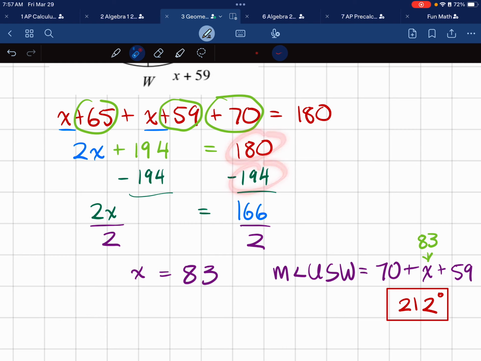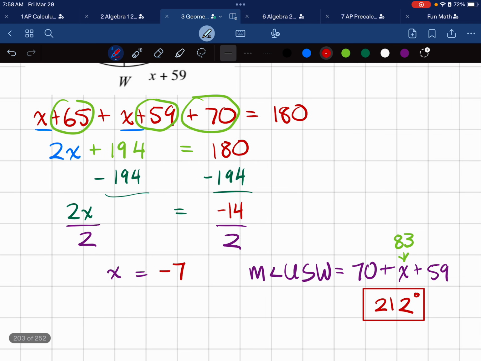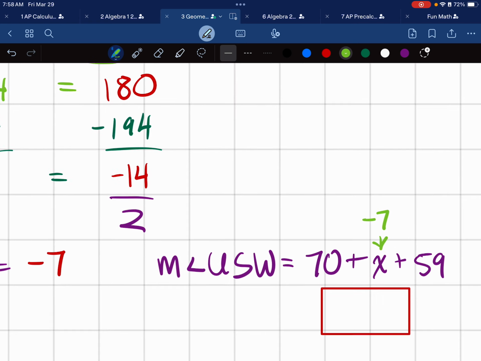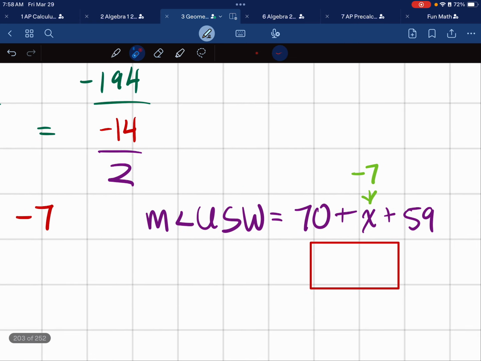180 minus 94 is negative 14, which is much easier to deal with, honestly. Negative 14 divided by 2 is negative 7. This makes the math so much easier. Negative 7. And that means a negative 7 is getting plugged in over here. So come over here and say, obviously wrong. A negative 7 is coming in here. And I don't know if that's enough to make this answer make sense, but let's go ahead and check this.